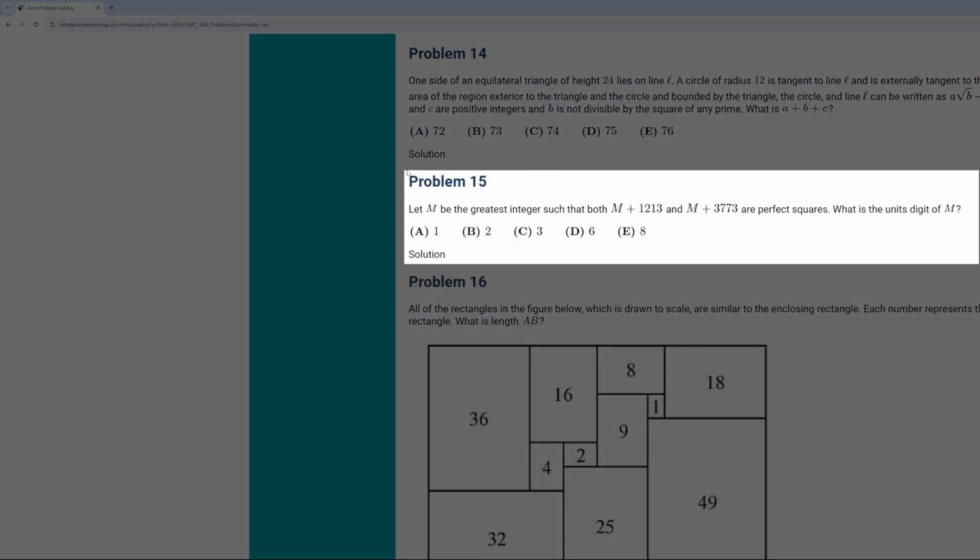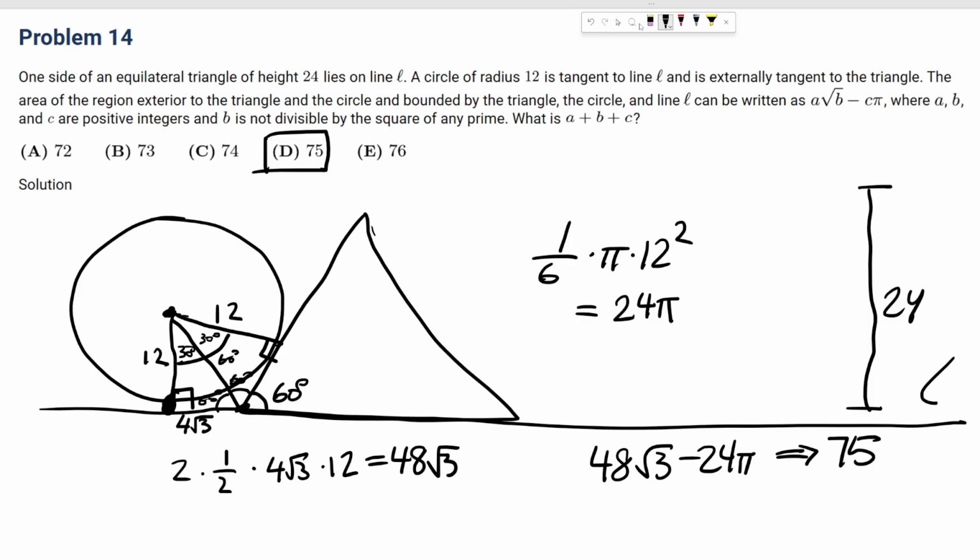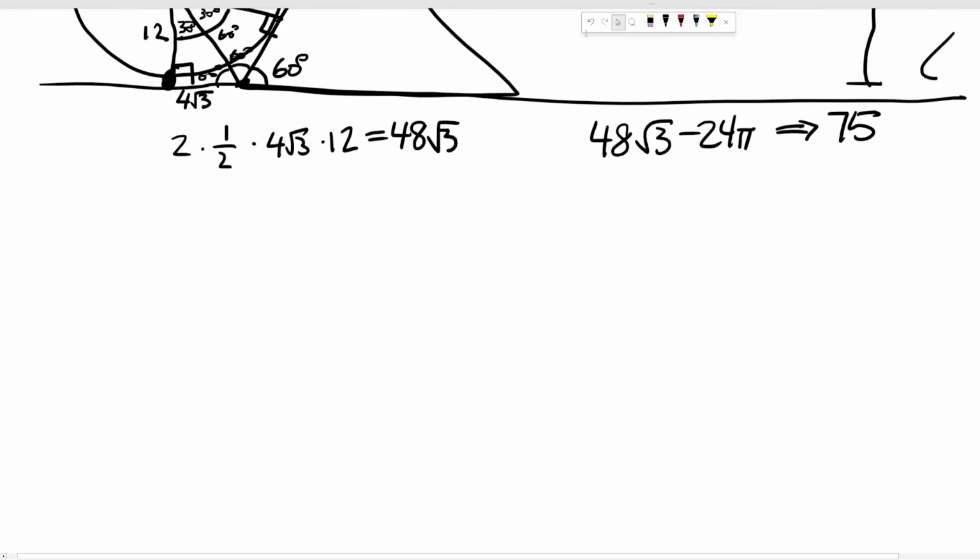Problem 15. Oh my gosh. Please scroll properly.